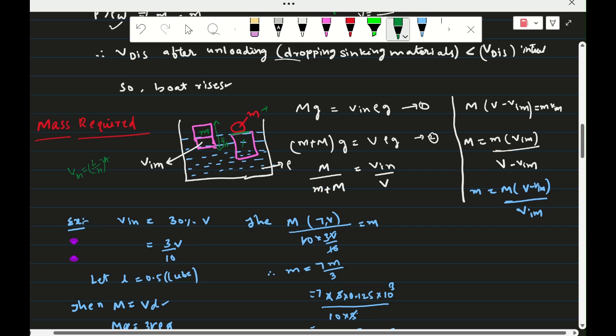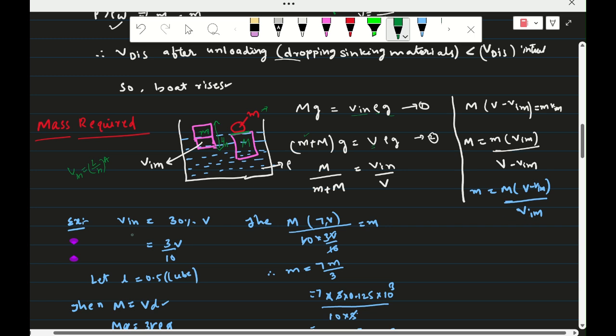So initially, when this is capital M mass, mg is equal to V immersed into rho g. So when I place some small m mass on this capital M, now the total weight (M plus m) g is equal to V into rho g. Here you can understand the upthrust is equal to the volume displaced into its density, the mass of the fluid, volume into density into g. So now with equations 1 and 2, you will get the answer: the mass m is equal to V minus V immersed, by V immersed.